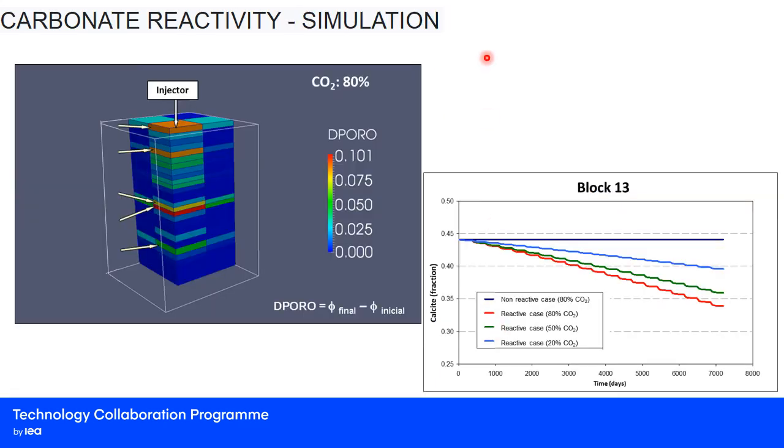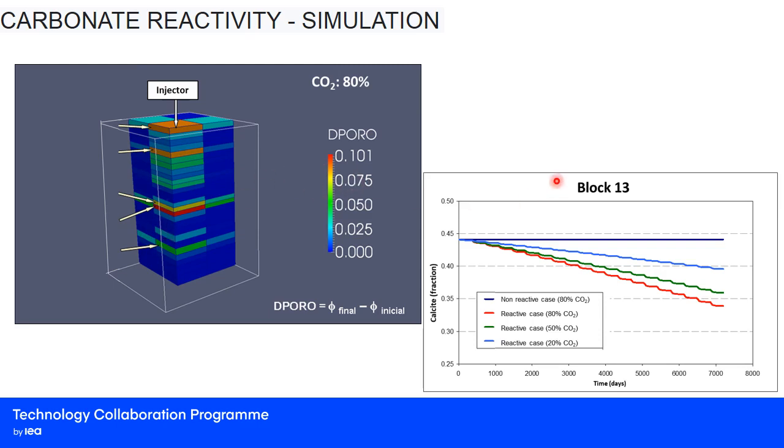Now we're going to see some simulation results for a WAG injection. On the left, we have a picture of the injector well for a case of 80% of CO2 in the injected gas. The property is diporo, that is the final porosity minus the initial porosity. We have porosity changes due to dissolution of calcite. So in the injection zone, the porosity is expected to increase, as we can see by the colors in the blocks that are signalized by the arrows on the left picture.